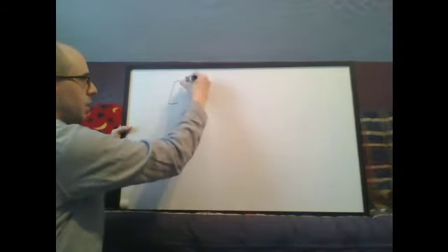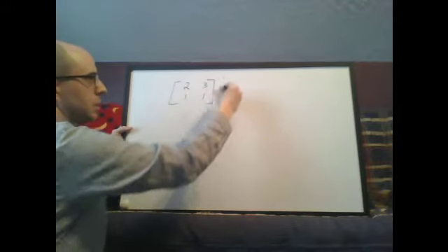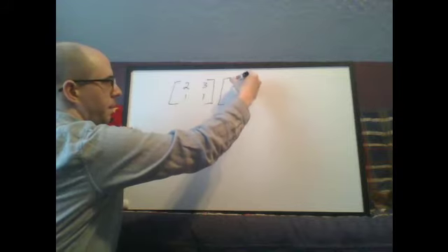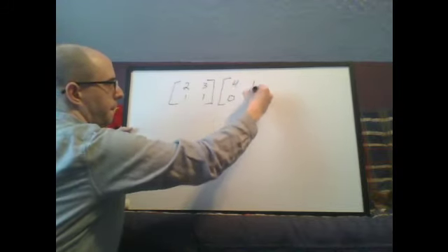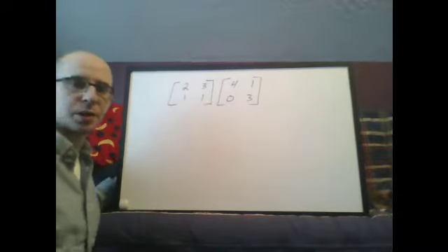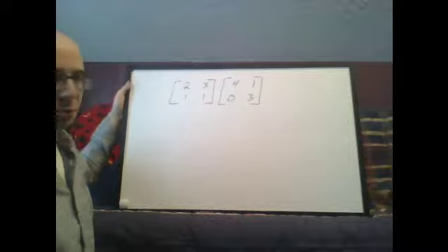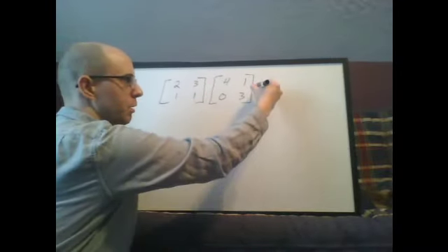So suppose we have some matrix like this, times another matrix. These are two elements of my matrix ring, say M2Z or something. But we have two elements of the matrix ring, and we know how to multiply.